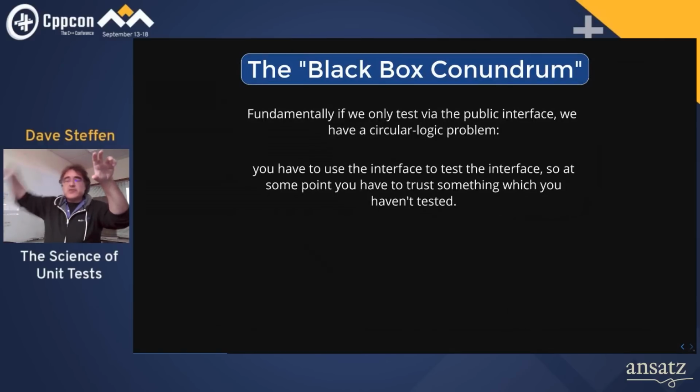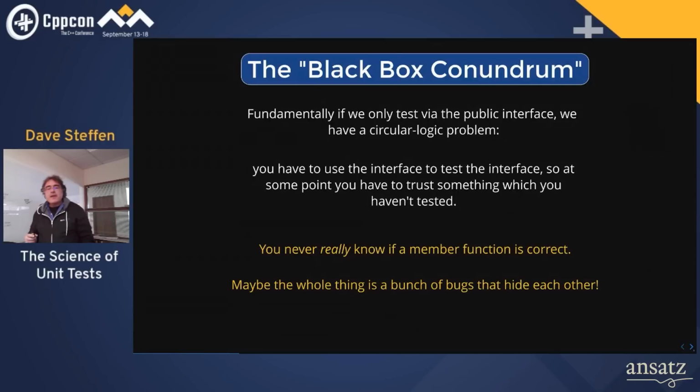At some point, you'd like to test this part of the interface, but you probably use this part of the interface to test that. So at no point do you ever really have an independent verification that any given part of this thing works. Okay? For all you know, there's just a bunch of bugs in it that happened to hide all the other bugs, right? And if you've been around for long enough, you've seen this kind of thing.